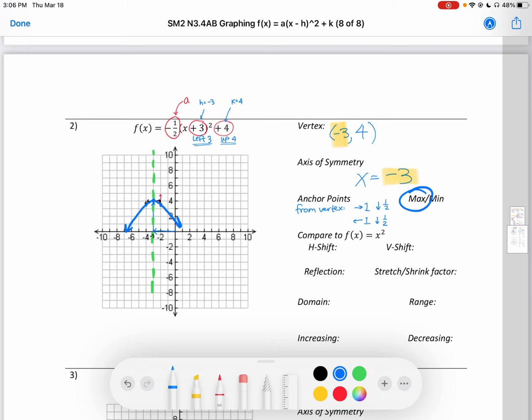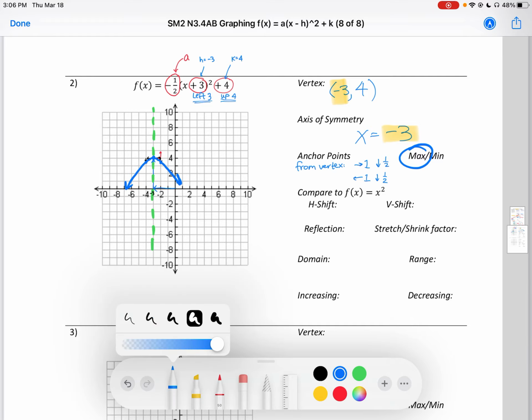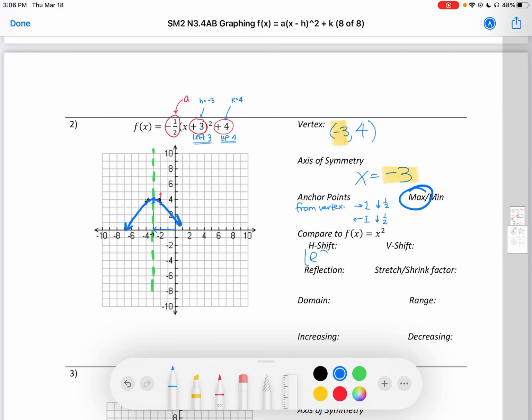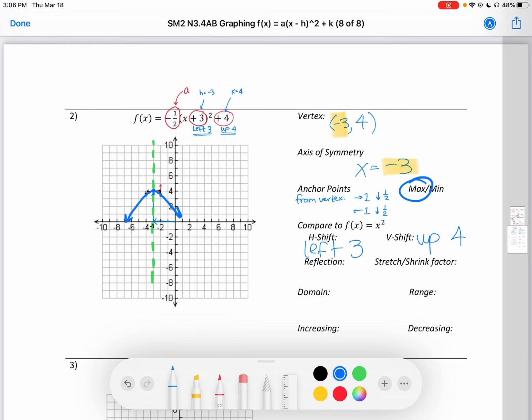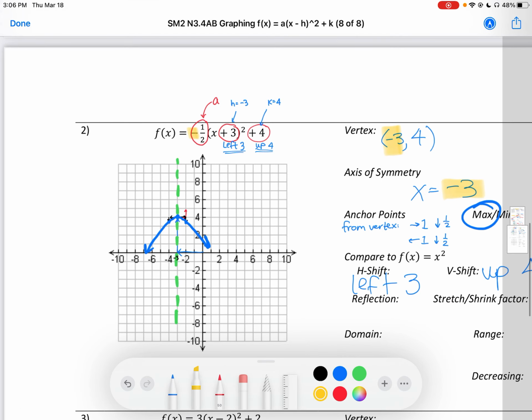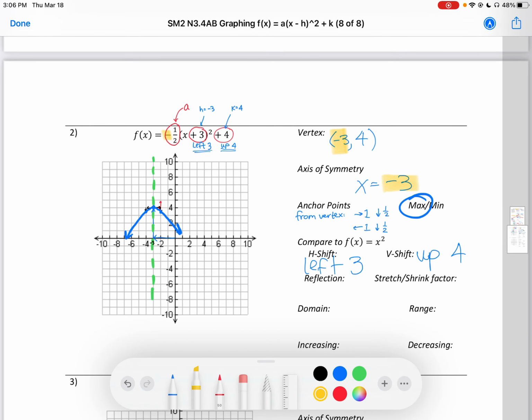Okay, all right, so let's compare to our parent function. Has there been a horizontal shift? Have I moved left or right? Yes, I moved left 3. Okay, so left 3. Did I move up and down? Yep, I moved up 4. Was there a reflection? Yes, because there's a negative right there. Okay, that's why I went down instead of up with my anchor points.